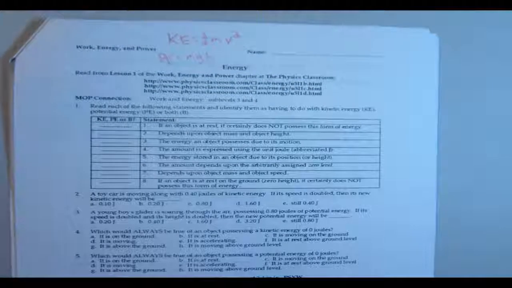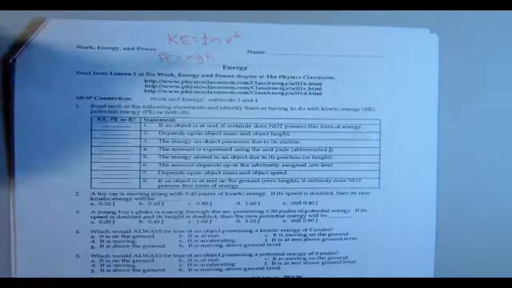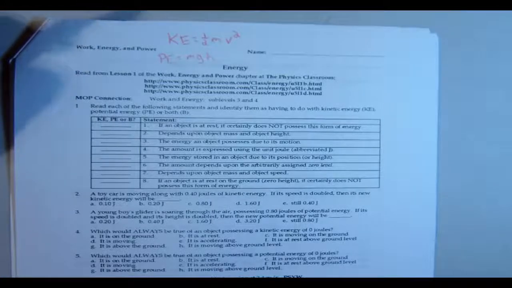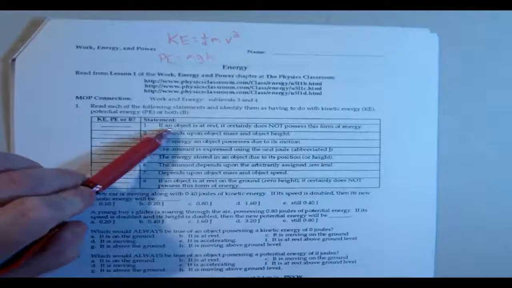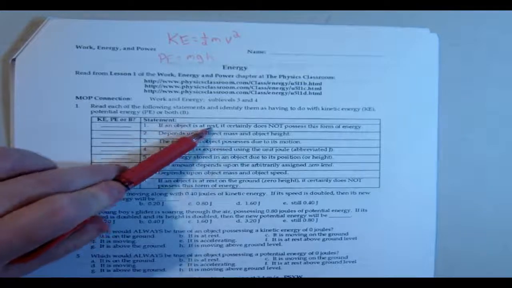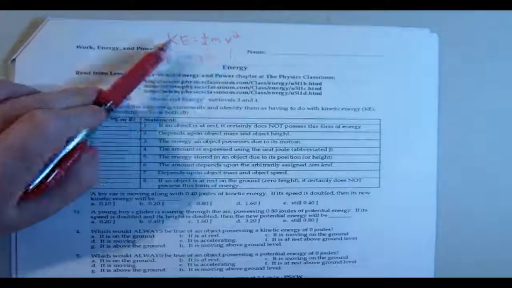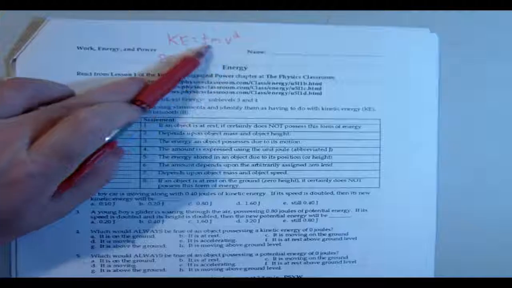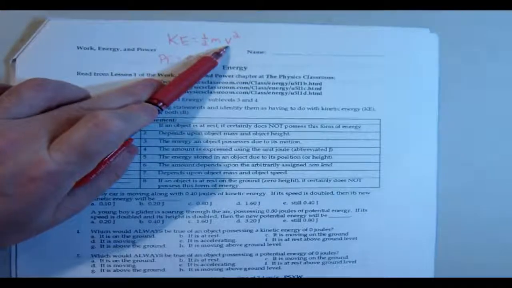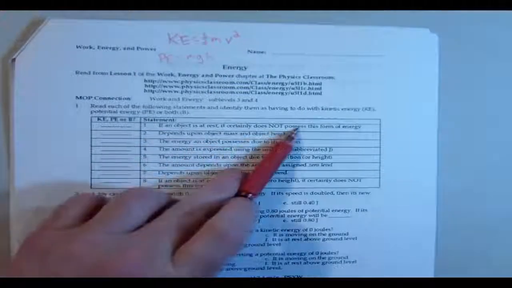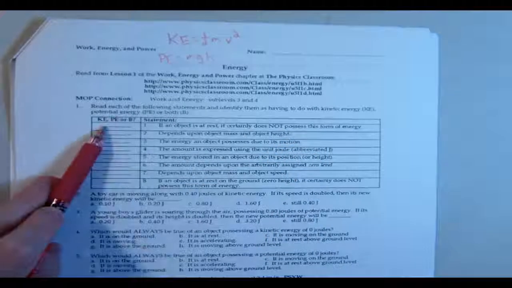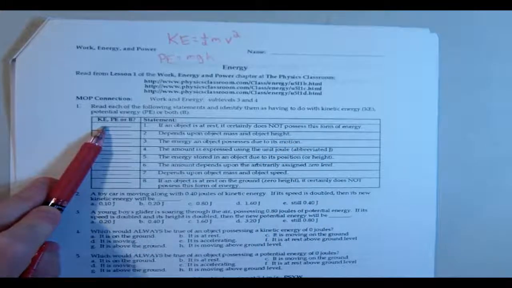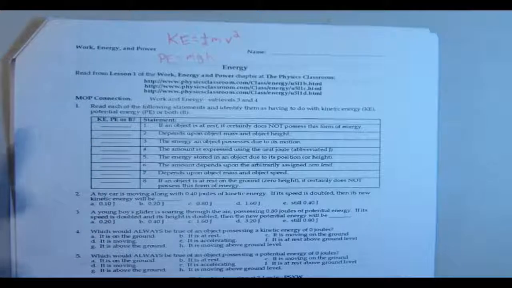All right, so let's just jump into it. We're only going to do a few because they're honestly not very hard, and you can probably figure it out. So number one, if an object is at rest, that tells me velocity is 0, which means it has no kinetic energy, because this zeroes out these two. 0 squared is still 0. So it certainly does not possess this form of energy. Well, that has to be kinetic. If it's at rest, not moving, it has no velocity, right?